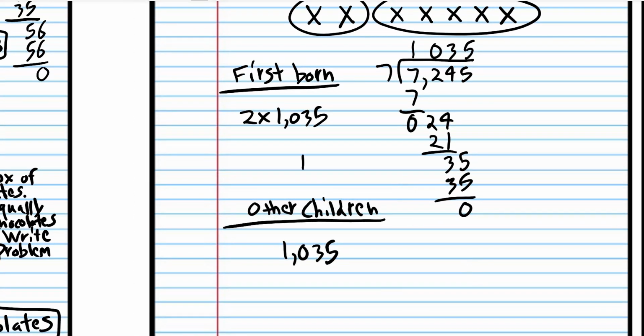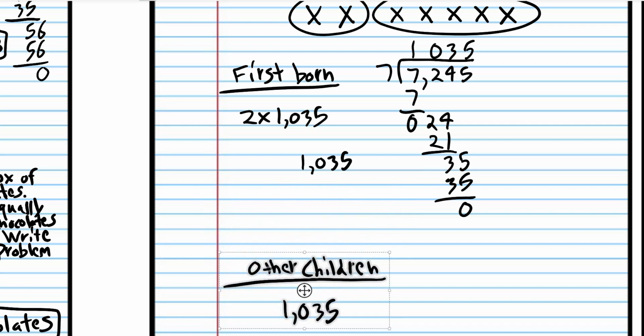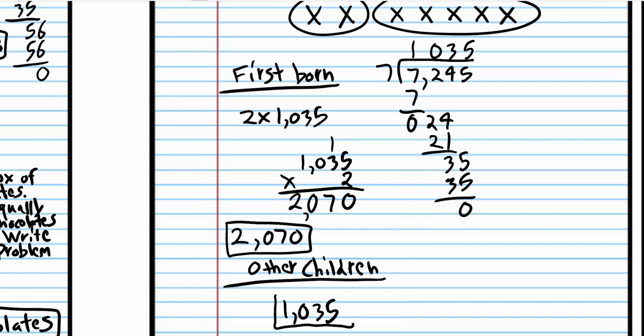we can set it up here, or you can just do it in your head. That's not really a difficult multiplication problem. Take 1,000, multiply by 2, take 35, multiply by 2, and so on. But if you set it up like we did in class 5 or 4, whatever number that was: 2 times 5 is 10, carry the 1, 2 times 3 is 6, plus 1 is 7, 2 times 0 is 0, 2 times 1 is 2. So there you go. The firstborn child will get 2,070 silver coins. And each of the other children will get 1,035 coins.